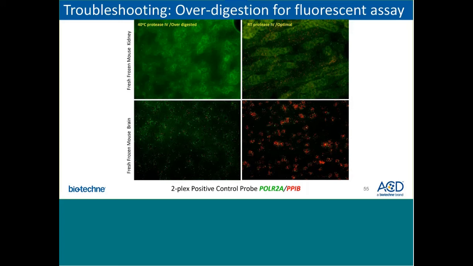On the left, protease digestion is performed at 40 C, so the tissue is over-digested, and not only do you not have any punctate signal, but you also see an increase in the background. On the bottom is the fresh frozen brain sample. With properly treated samples, there is no background and beautiful punctate signals. And again, with tissue over-digestion, we see an increase in background and a slight decrease in signal.